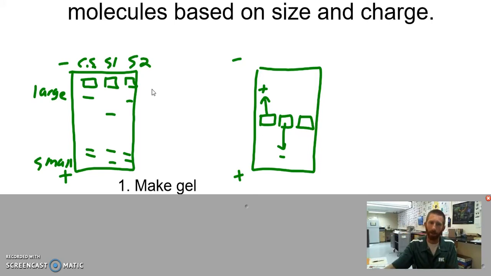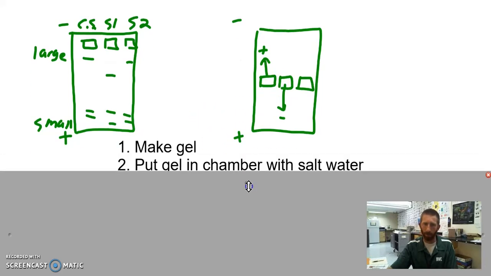It makes little indentations in the gel. So we can put our wells to one end if we want to analyze DNA, or we can put our wells in the middle if we want to analyze dyes. So in class, we're going to put our wells in the middle when we make our gel. So step one, make gel.